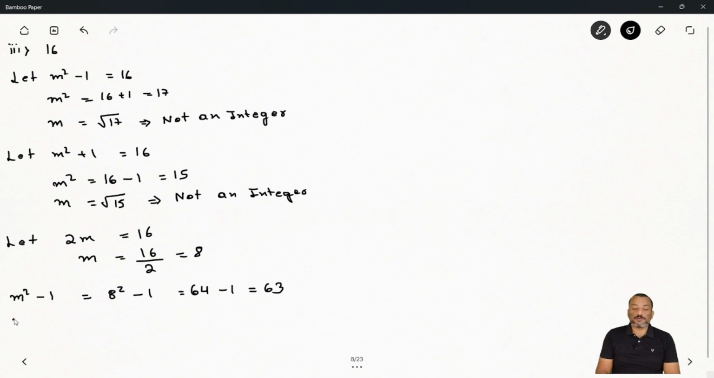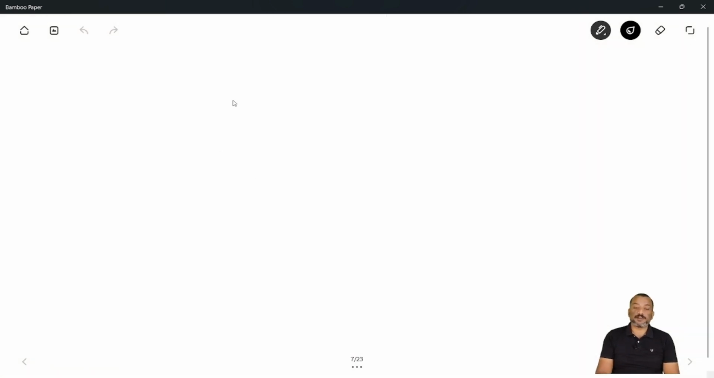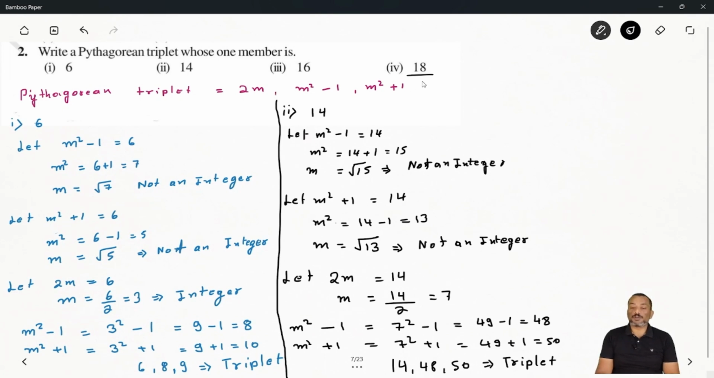Now, last one you have m square plus 1. So you will get here 8 square plus 1. So how much you will get here? 64 plus 1. So you will get here 65. So which means your triplets are what? So your triplets are 16, 63 and 65 are your triplets. Okay, so hope it's clear. Now same way we can do the fourth one. So let's see what is the fourth question it is given. So here it is saying fourth is 18.